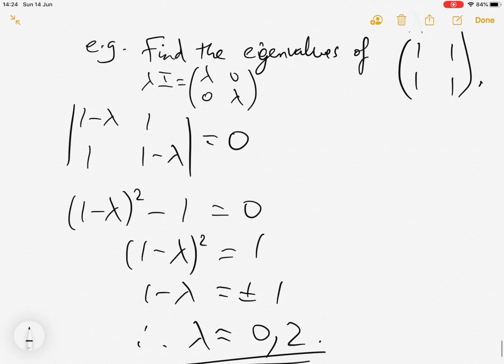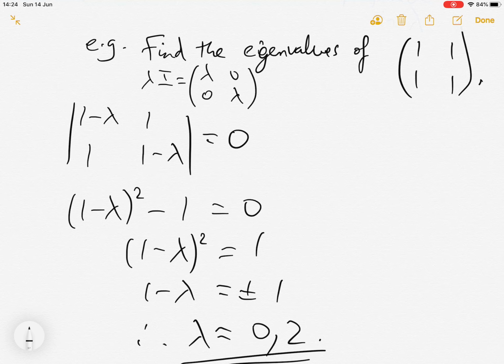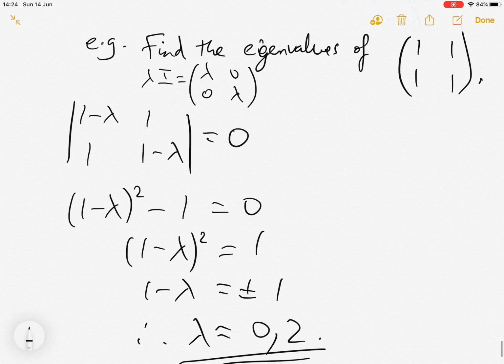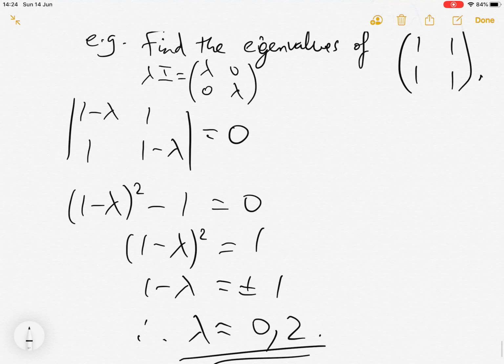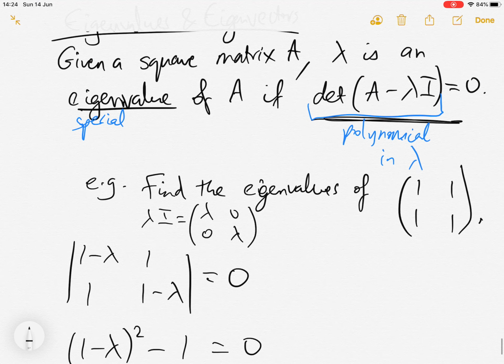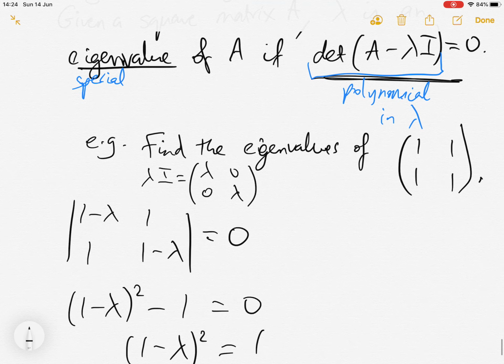And in fact, this matrix A is singular, isn't it? So for any singular matrix, 0 is always an eigenvalue, which makes sense from the definition. If the determinant is 0, then certainly the determinant of A minus 0 times I is still 0.